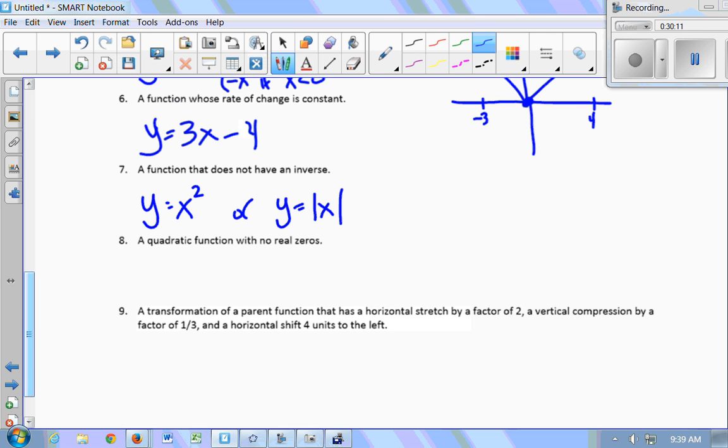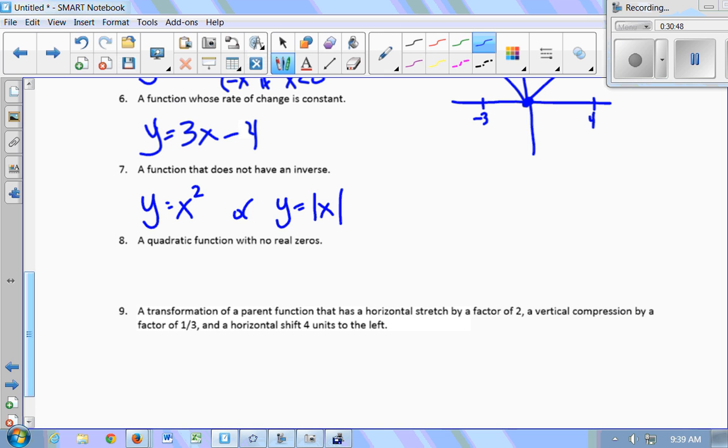All right, a quadratic function that has no real zeros. So we know that every quadratic function has two zeros, but sometimes they're real and sometimes they're imaginary, right? So we want one that has no real zeros. Yeah, a quadratic function that can't be factored. Graphically, what would a function look like if it has no real zeros? It wouldn't touch the x-axis.